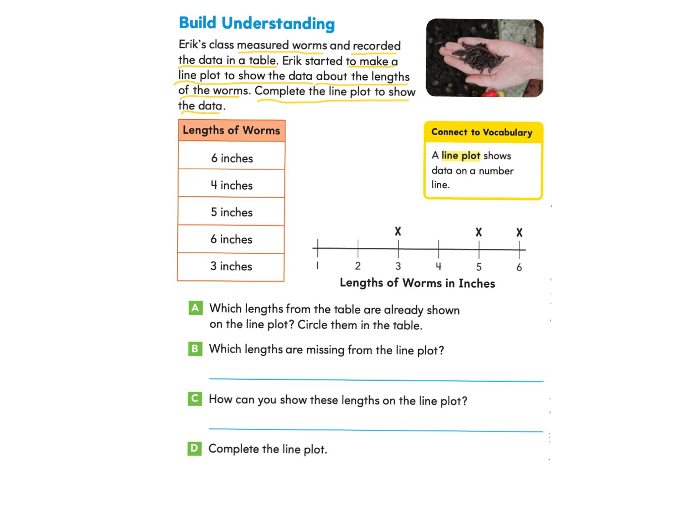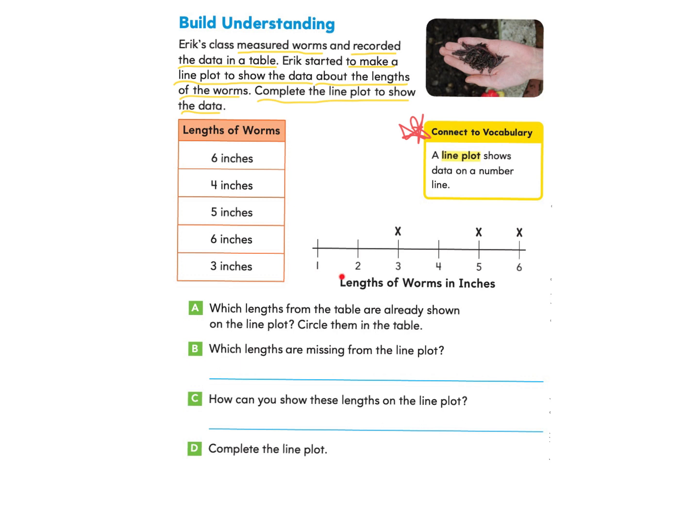Okay, so here we have this table that his class recorded. It's the lengths of the worms, and there's 6 inches, 4 inches, 5 inches, 6 inches, and 3 inches. And then over here, we see he started the line plot. And what is a line plot? Well, let's take a look at the connective vocabulary. A line plot shows data on a number line. So here he has started a number line.